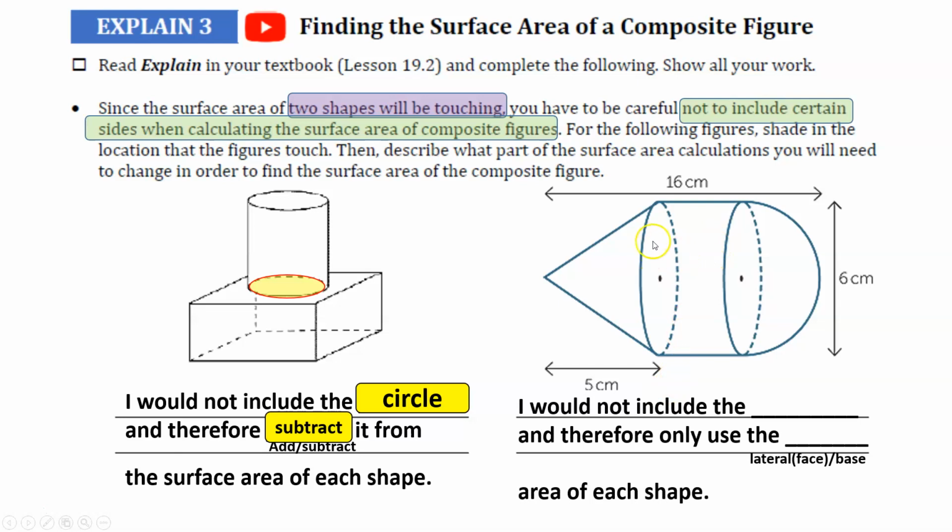Whereas in this shape, we notice that we have three shapes that are connected by two shapes. What are those two shapes? They are circles. And therefore, we would only include the faces, or in this case, lateral areas of our shape. So just keep that in mind.